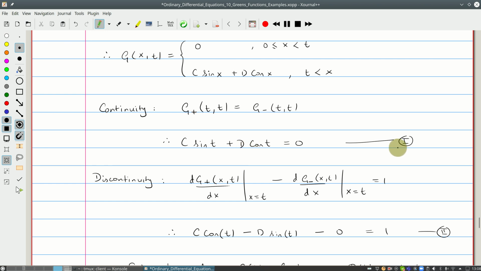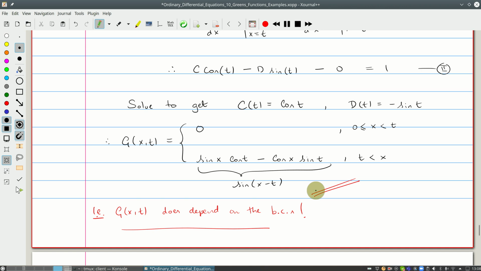That's the first condition. The discontinuity condition gives us an analogous condition on c and d. You can solve them, it's quite easy, to find that c is a function of t, which is cos t, and d is minus sine t.